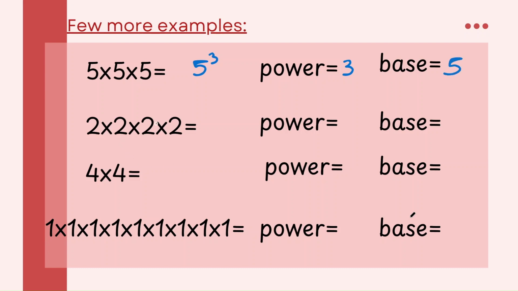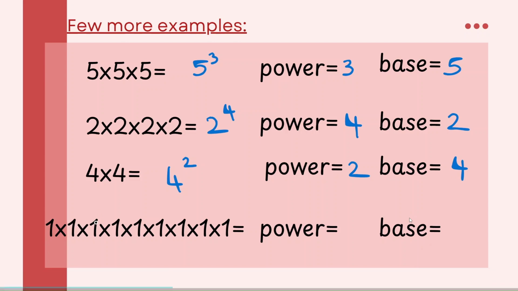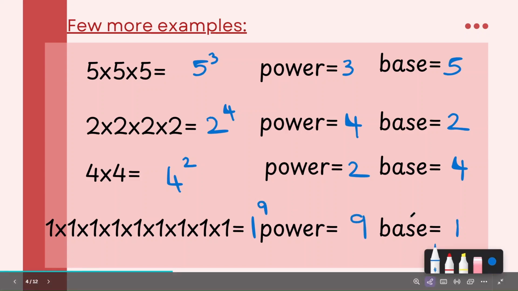2 into 2 into 2 into 2. How many times are there 2s? 4 times. So power is 4, base is 2. Here 4 into 4. 4 is multiplied 2 times. So power is 2, base is 4. Here 1 is multiplied how many times? 1, 2, 3, 4, 5, 6, 7, 8, 9 times. So it is 1 to the power 9. The power is 9, base is 1.